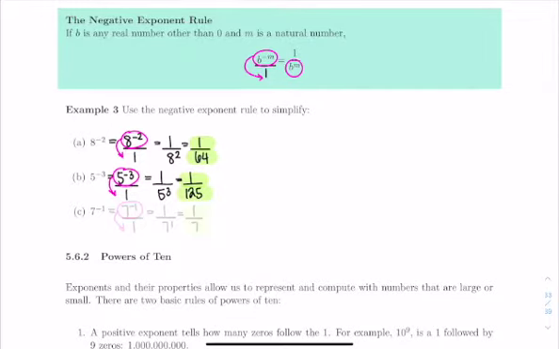What about 7 raised to the negative 1? Well, remember, we can always just flip this to the bottom. And so we end up with 1 over 7 to the first. But 7 to the first is just 7. So we end up with 1 over 7.